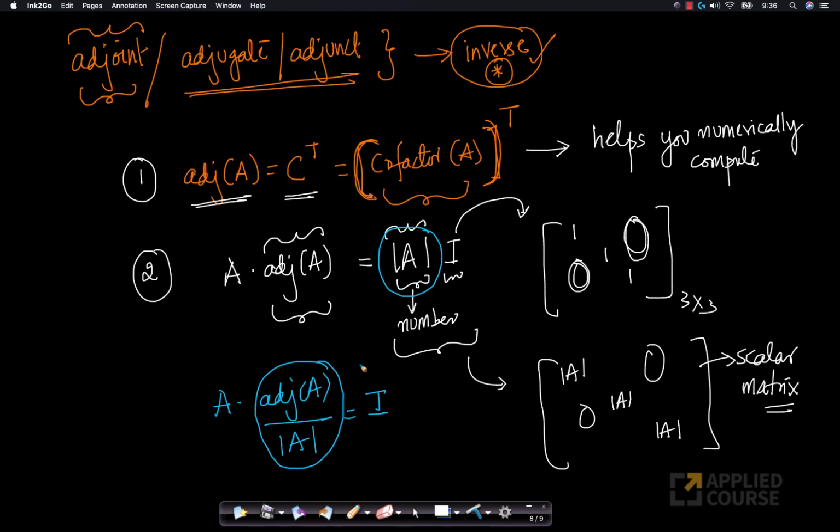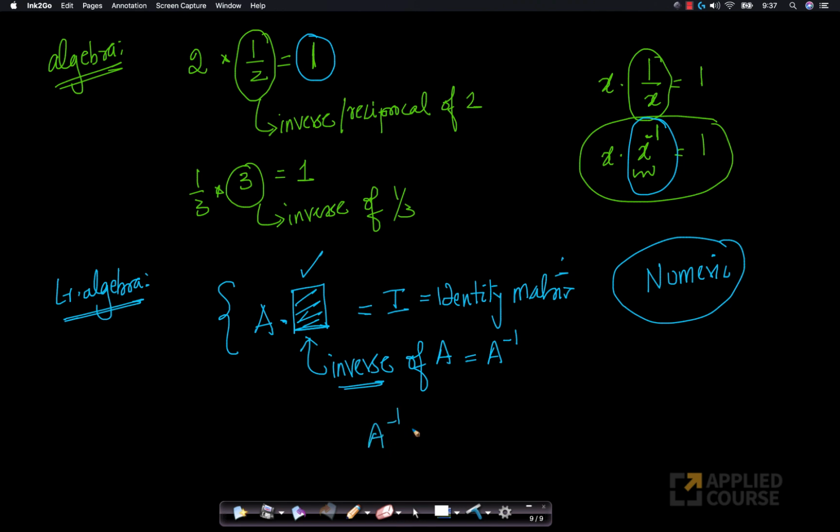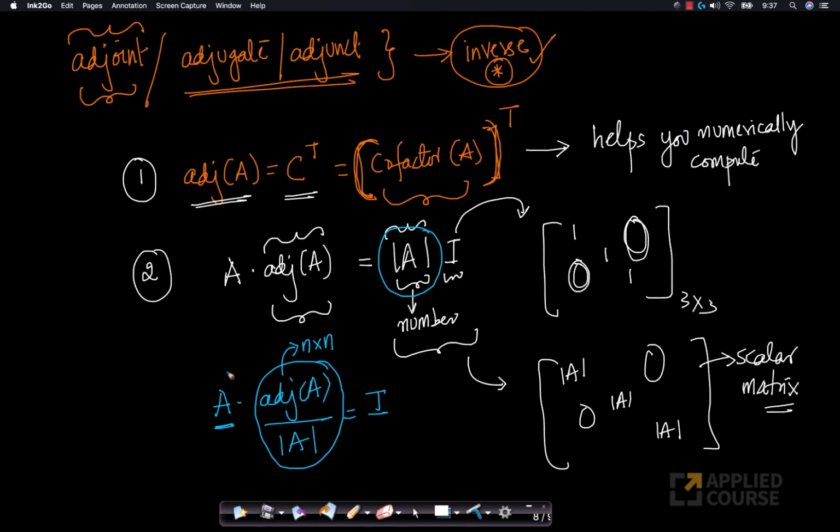If you notice this, when I multiply A with adjoint of A by det A, remember this matrix is also an n by n matrix, I am obtaining I, which means A inverse is defined as adjoint of A by det A. This is what I write, because we have seen here the definition of adjoint of A itself. So here we're defining adjoint of A like this, and when I modify this slightly, I get this. Simple. I divided both sides by det of A, and I got this.